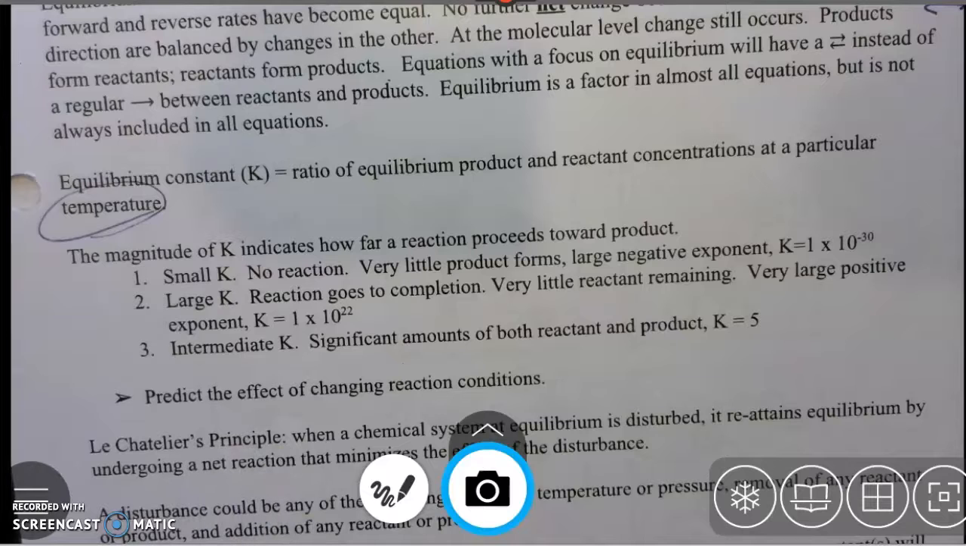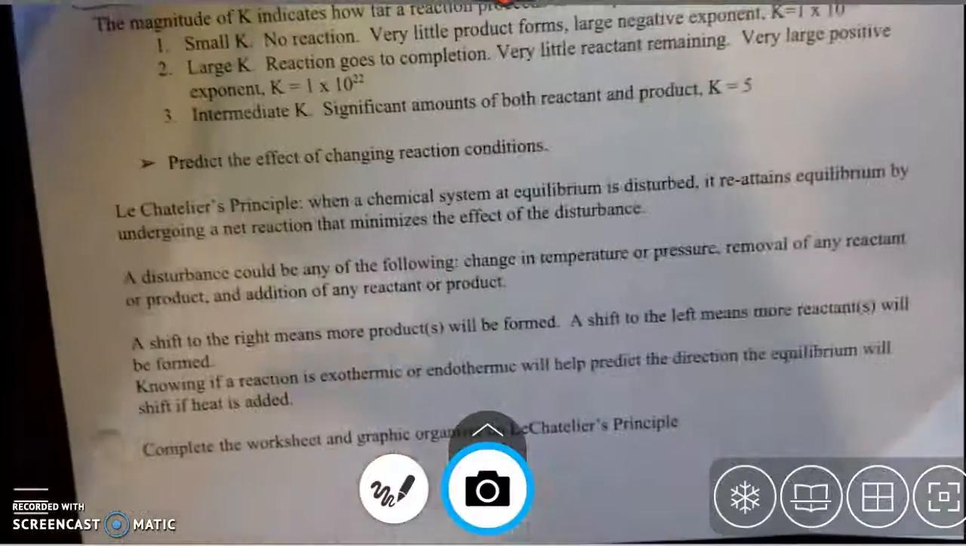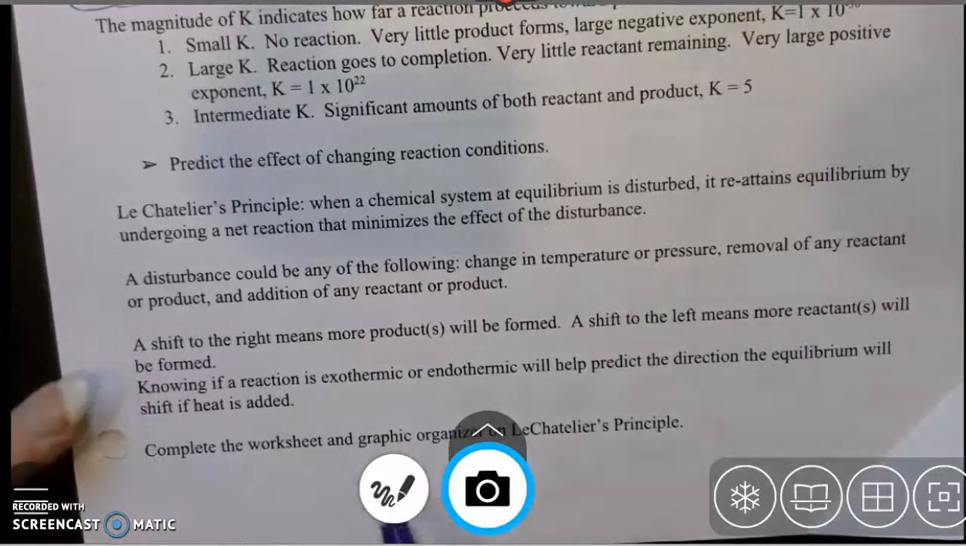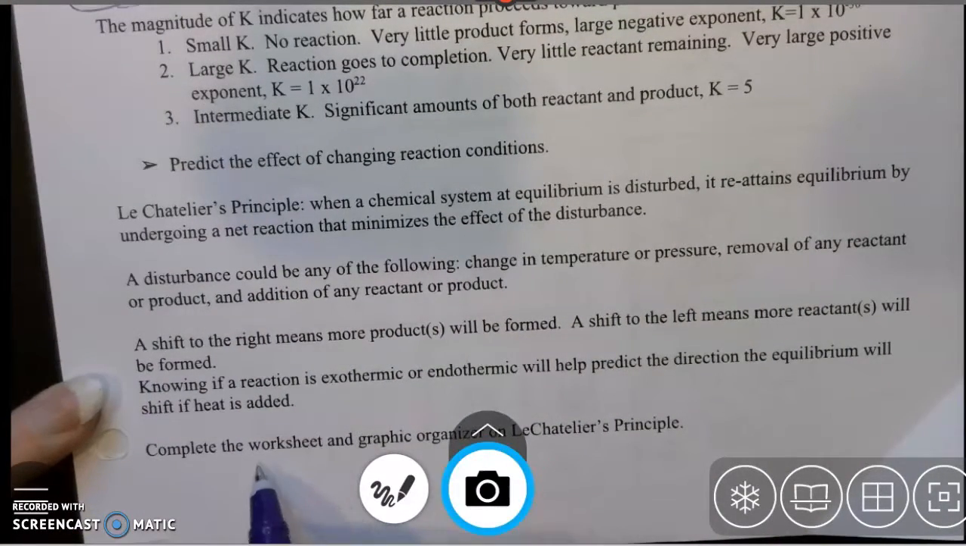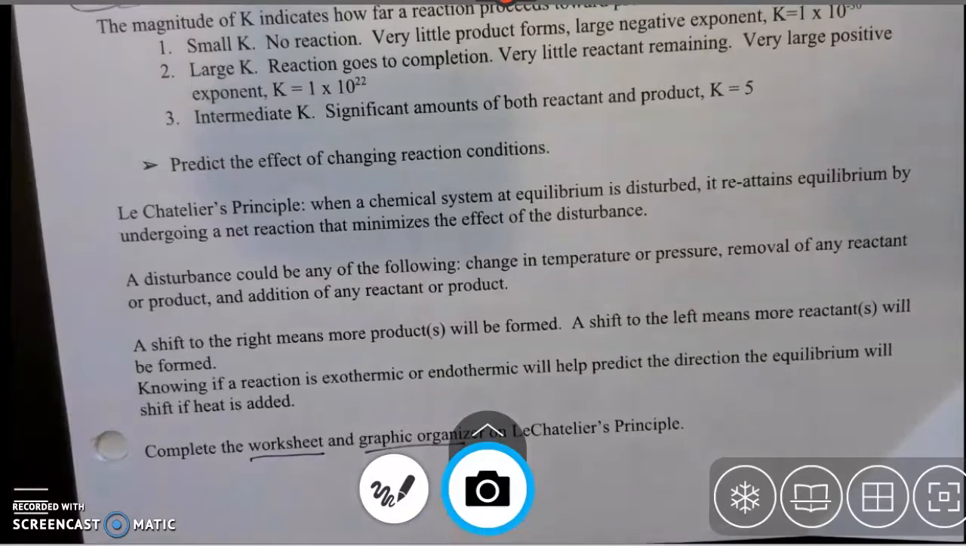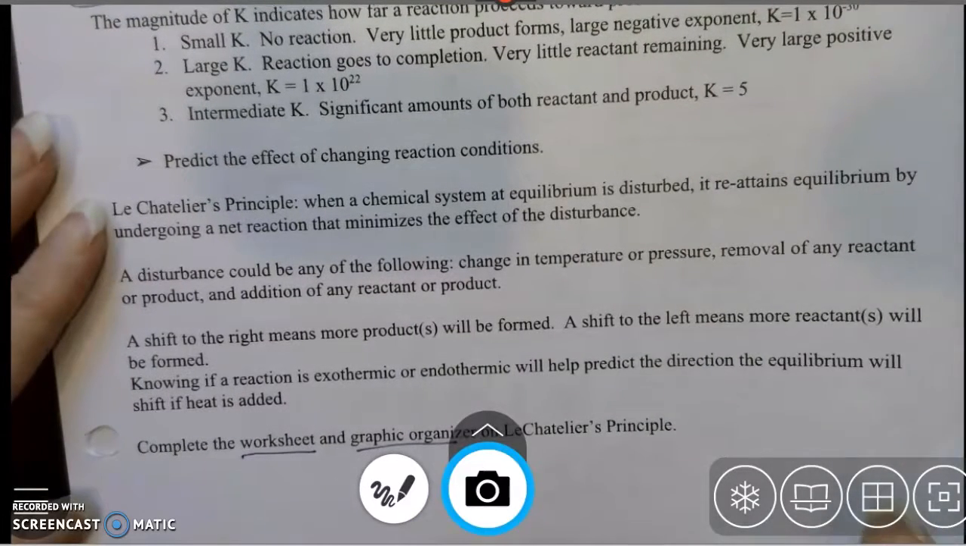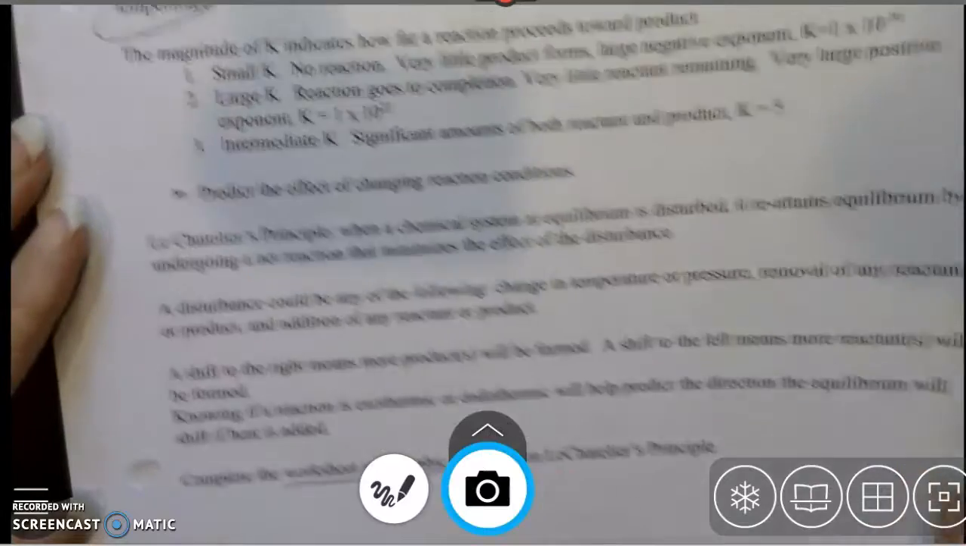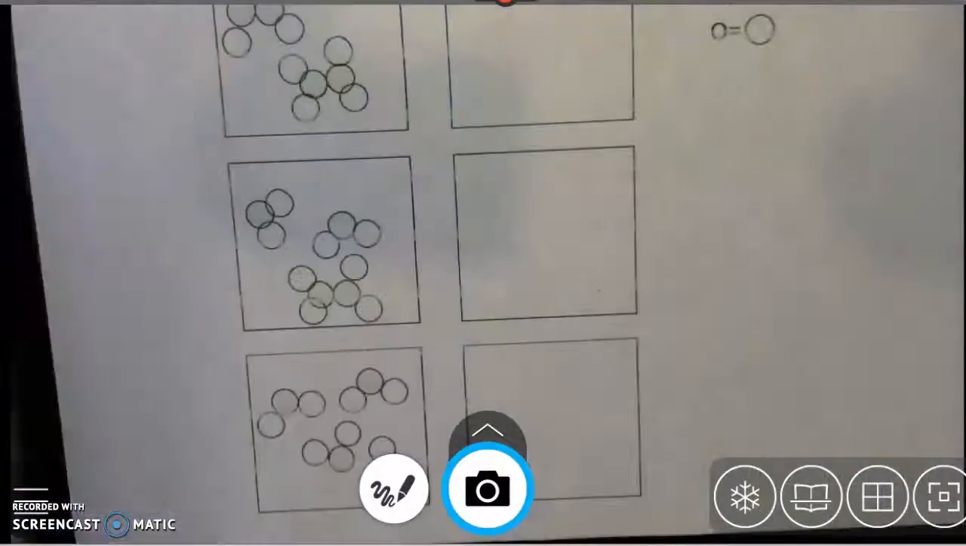So you've been looking at Le Chatelier's principle with all of the lab activities. So there are 2 separate documents. On your worksheet online, there are links to both of these, so you can work on those. And then I'm going to address this back part of the note sheet.